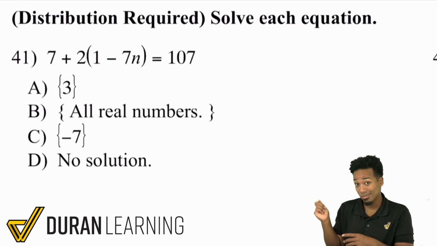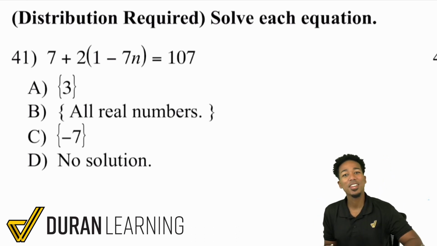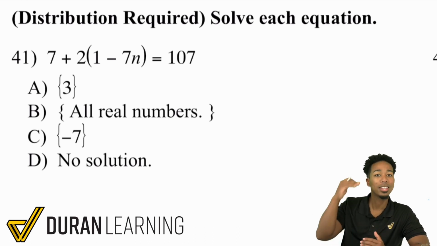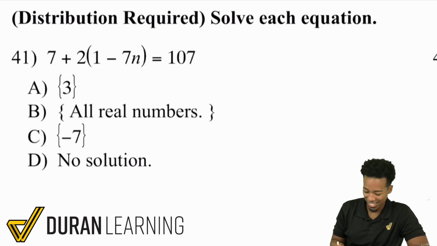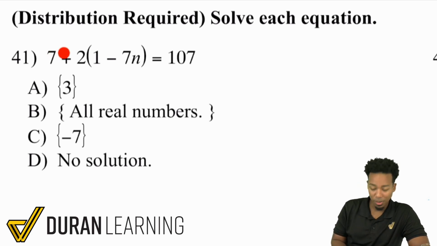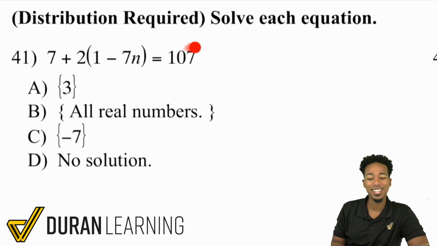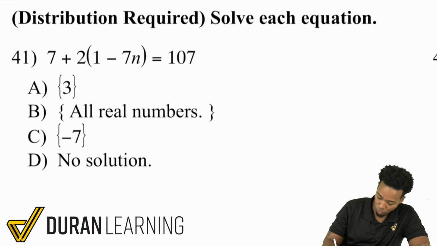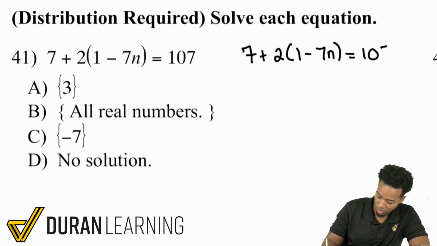But reasonably, you can expect things like this. So let's go ahead and understand how to get this done. It's actually not too terrible, especially if you've done the work that you need to do in those previous worksheets and videos. So here we go. We have 7 plus 2 times parentheses 1 minus 7n equals 107. So here's how we want to handle this, my party people. Let me just rewrite this over here so I have all the space to work with. 1 minus 7n equals 107.